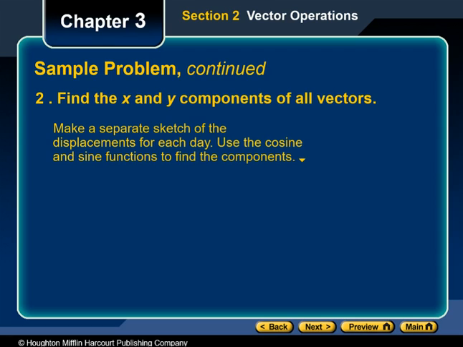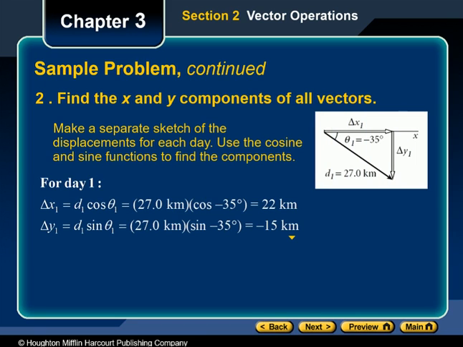In order to do this, we are going to have to make separate sketches for the displacements for each day. We can use the cosine and sine functions to find the x and y components of each resultant. For day 1, we have the x component of that displacement and the y component, which we'll represent as delta x sub 1 and delta y sub 1. And we have the very first resultant, 27.0 kilometers, which we represent as d1, displacement 1.